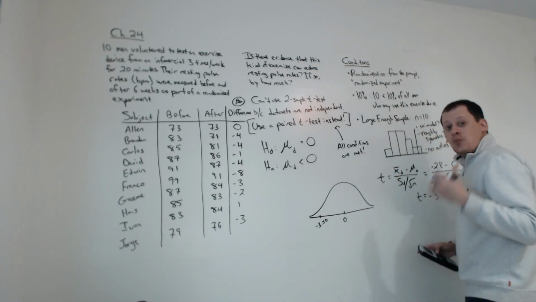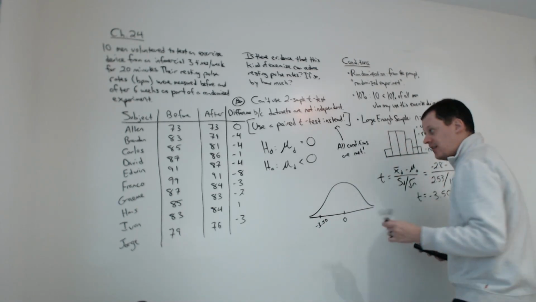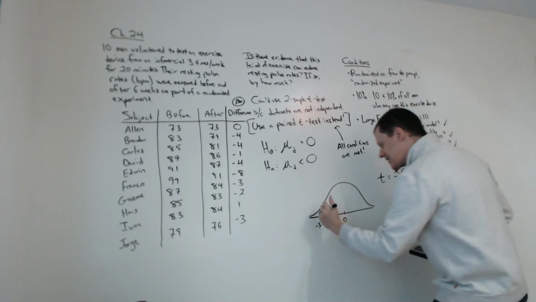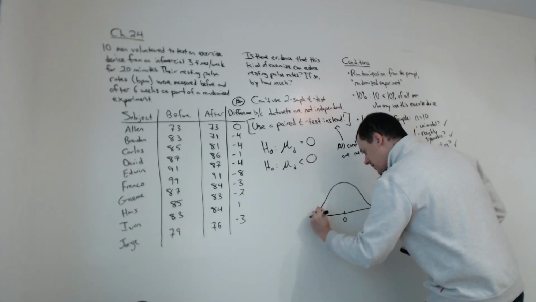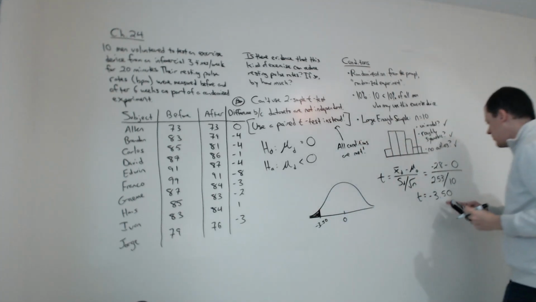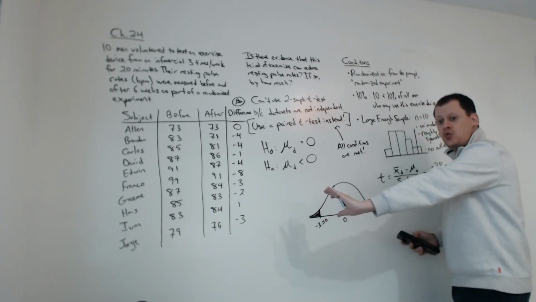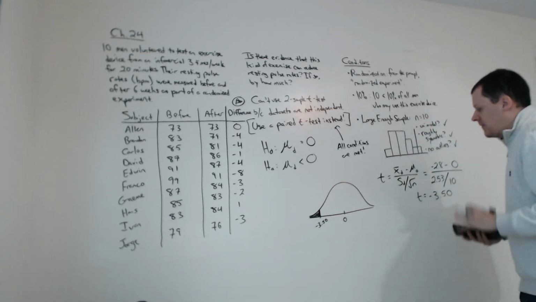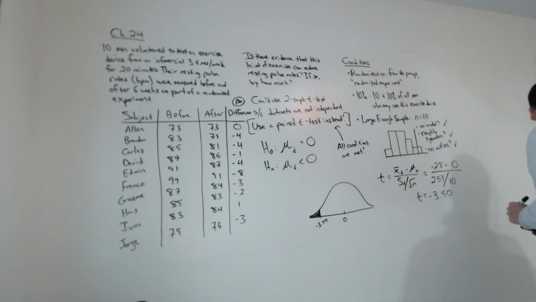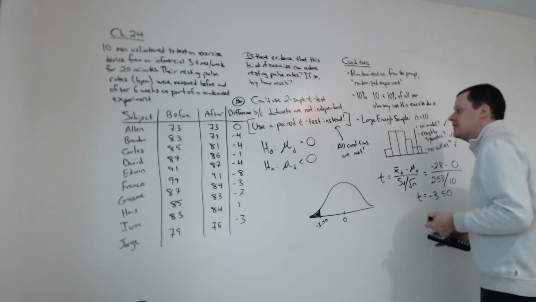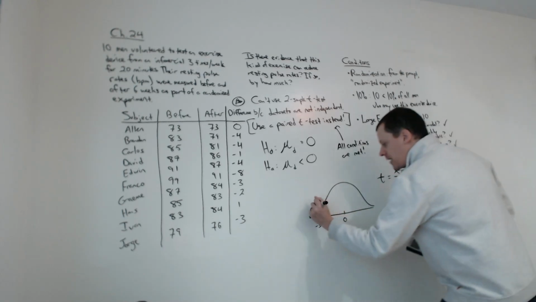And we're shading in what direction? To the left. Thank goodness. If our t-score was somehow positive and we were shading to the left, that'd be a huge p-value. That's not what we want. We want a small p-value. So, we want to find out what this area is.